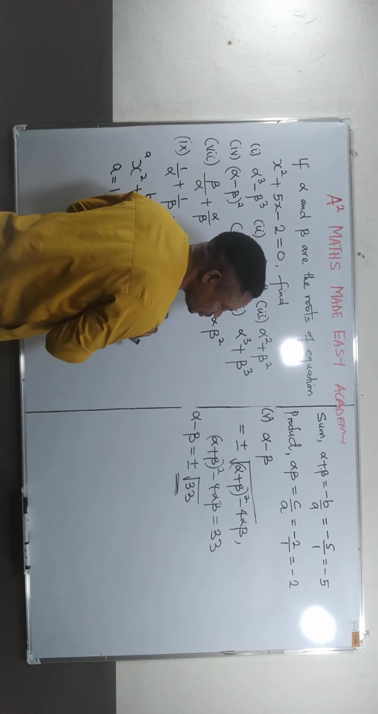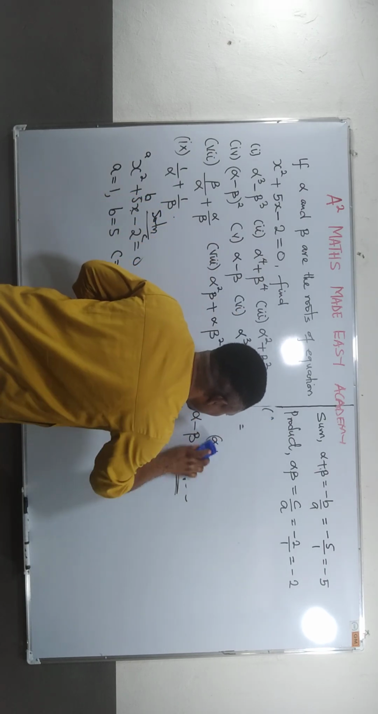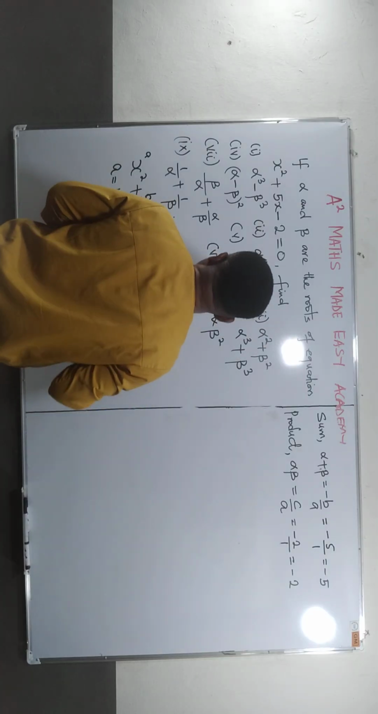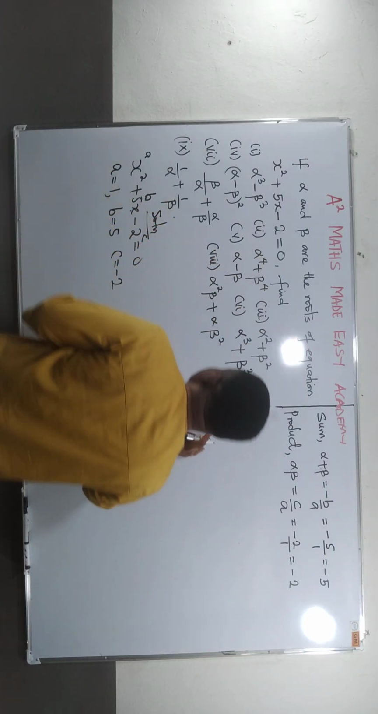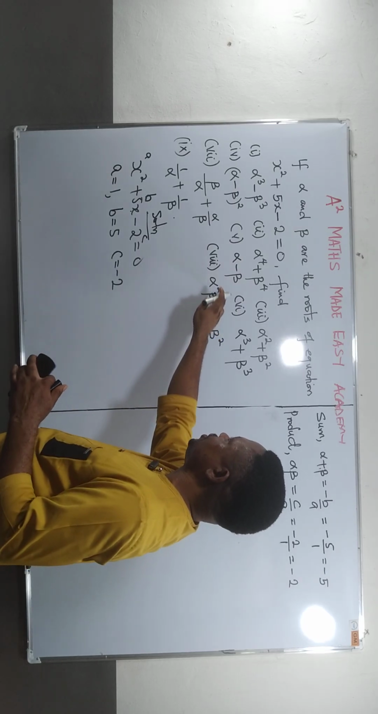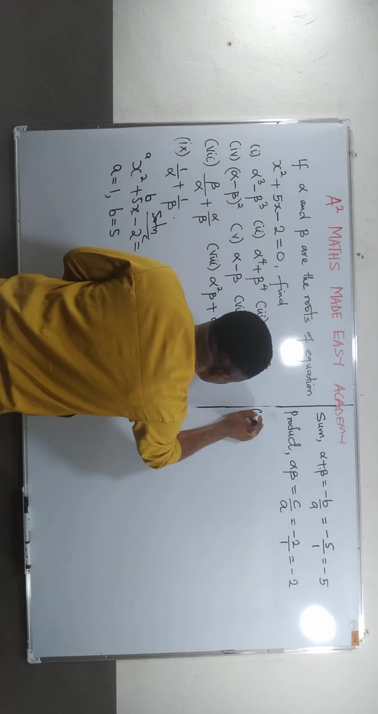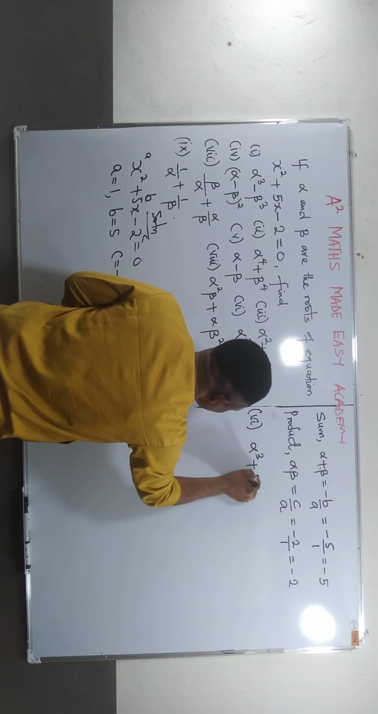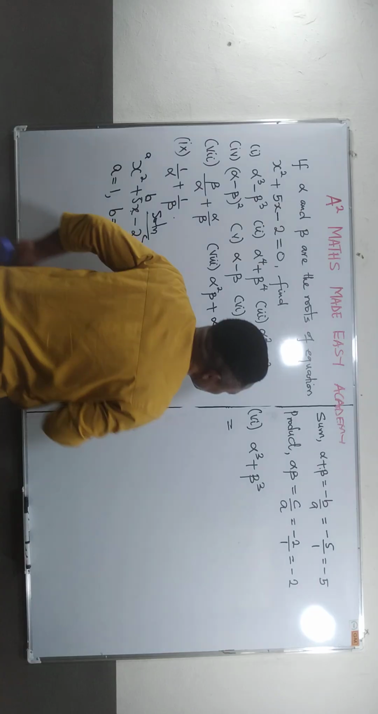Can we move again to number 6? I hope you are following. Now look at number 6. This is number 5, then number 6, that is VI. So we are given alpha cube plus beta cube. It also has a formula.